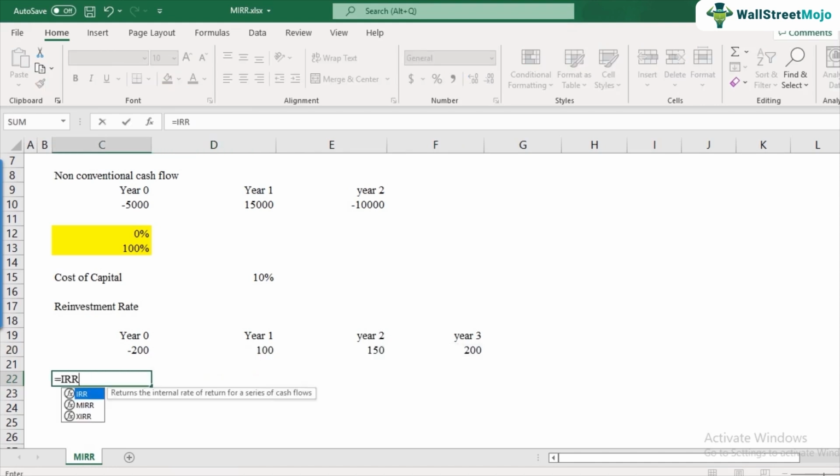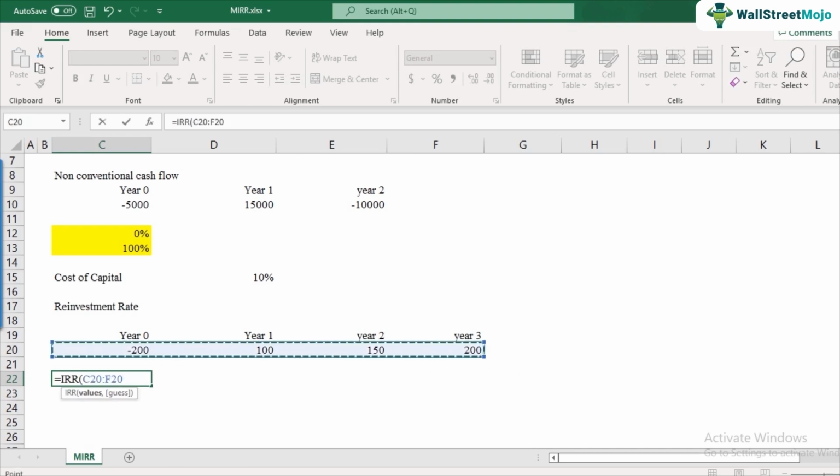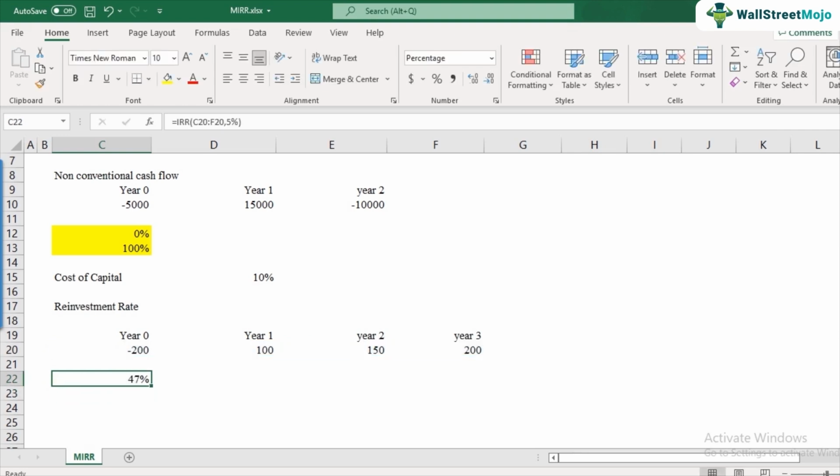So how do we calculate IRR? Use the IRR formula and values and put a guess, right? Let me put 5%. So what we get as return is 47%. Now, as I said, reinvestment rate is a problem with respect to internal rate of return. I'll just explain that in a bit more detail.